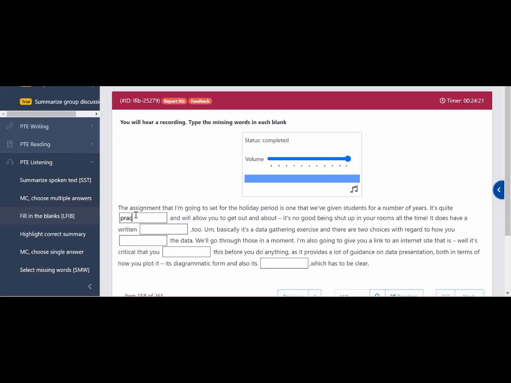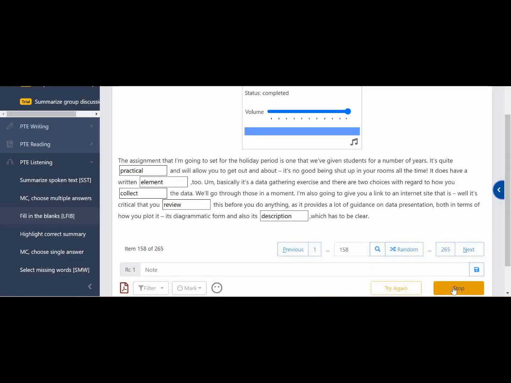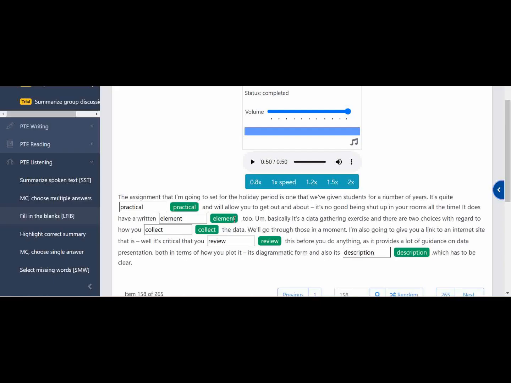It's quite practical. So first one is practical. Next one is element, written element. Next one is collect. How you collect the data. Next one is review. And last one is description. So let's check the answers. Practical, element, collect, review and description. Check your spellings.